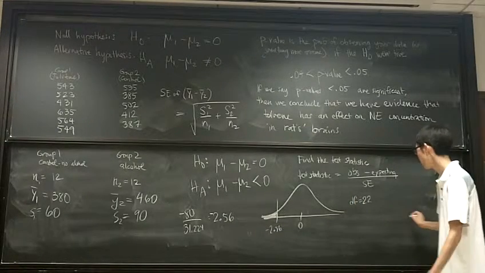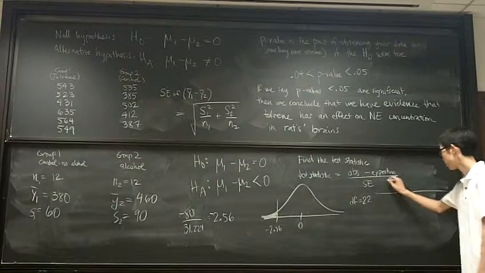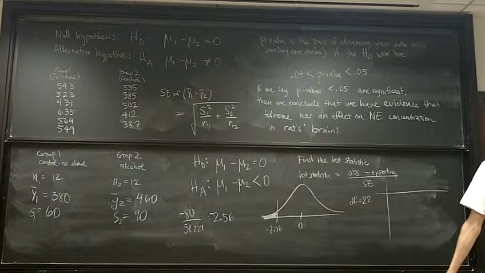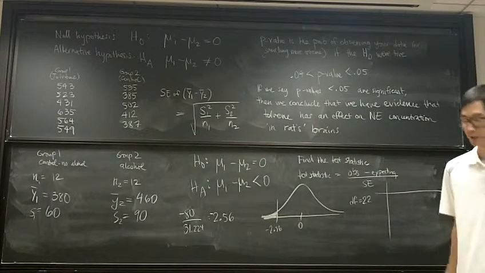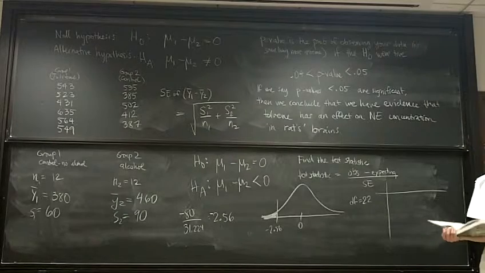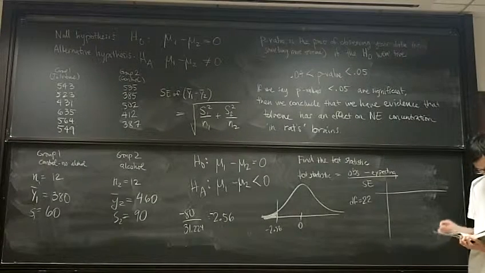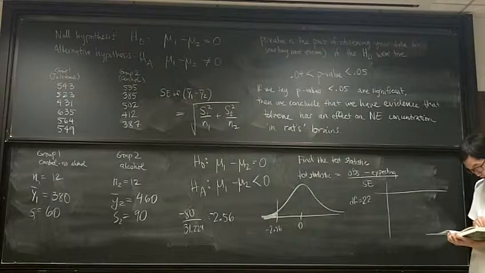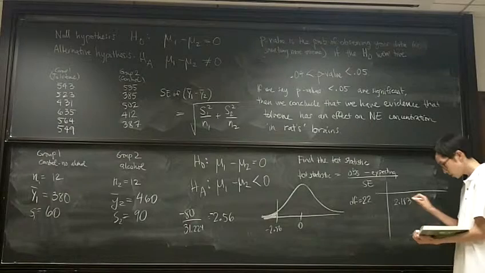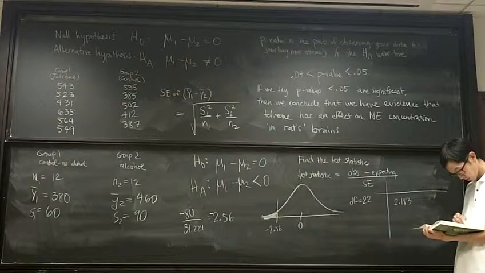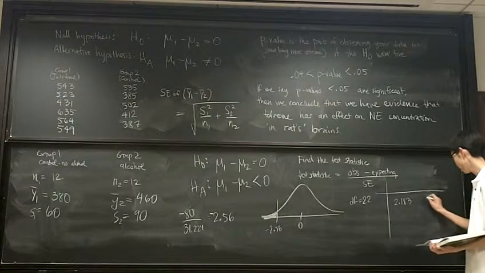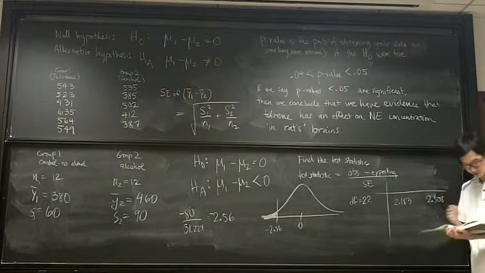22, approximately 22. Now the t-table only gives us positive values, but because it's negative, you can just ignore the sign, and the amount above positive 2.56 is the amount below negative 2.56. So we look at 22 degrees of freedom, and the relevant numbers are 2.183 and 2.508.